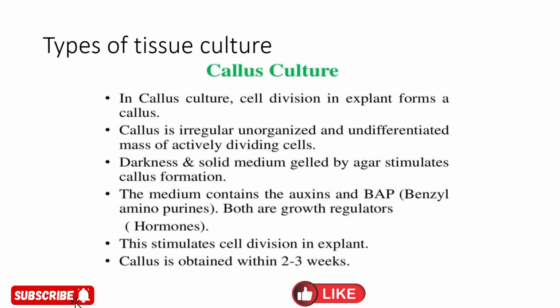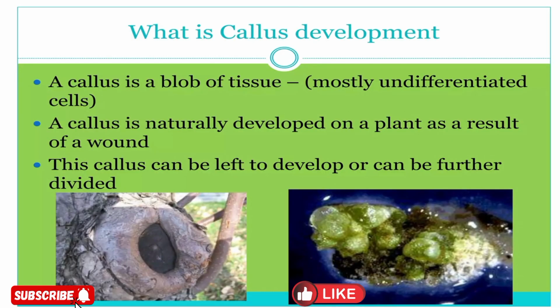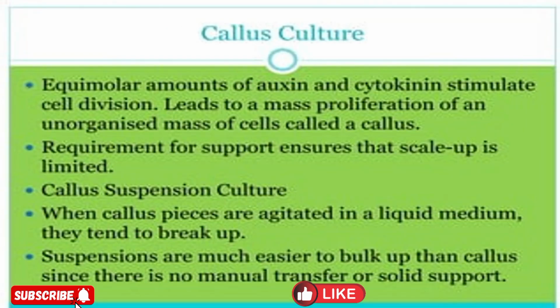It produces the callus. This stimulates cell division in the explant, and callus is obtained within 2 to 3 weeks. What is callus development? Callus can also develop naturally on a plant as a result of a wound, or it may be produced artificially within the nutrient medium by the process of plant tissue culture. In callus culture, as I have told, an equimolar amount of auxin and cytokinin, as well as darkness, stimulates cell division and produces an undifferentiated mass of cells, which is known as a callus. Callus culture can also be cut up into small pieces, and the plantlet or multiplication process increases further.